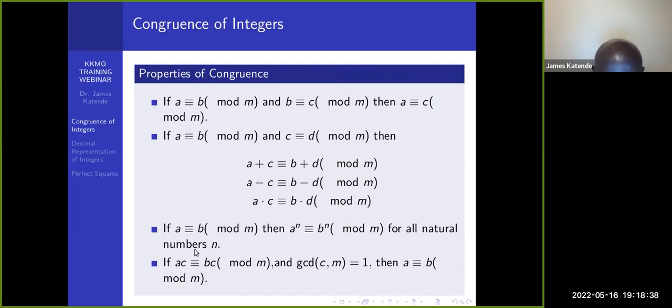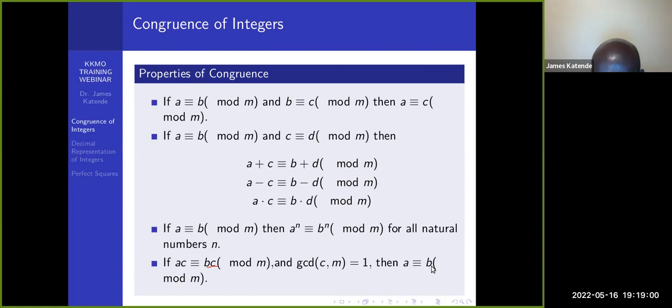Okay. So the next one is: if I have AC congruent to BC modulo M, and the greatest common divisor of C and M is equal to 1, then I can cancel the C, and I have A congruent to B modulo M.